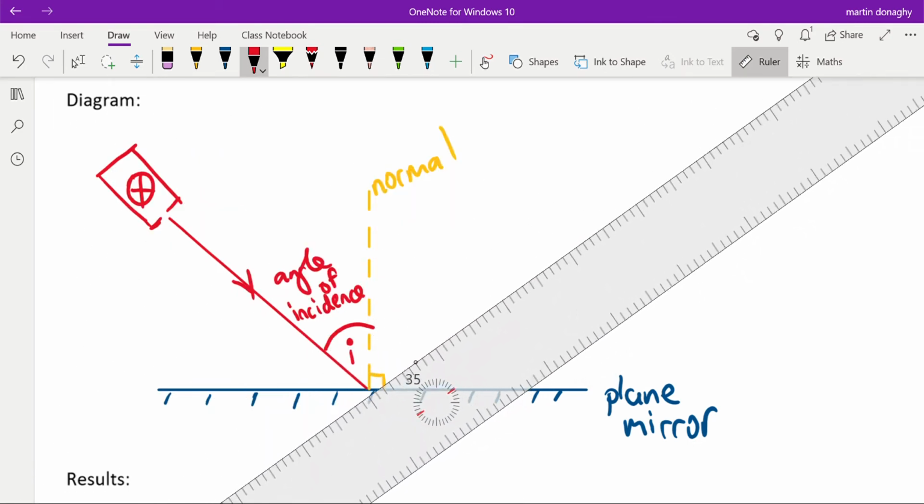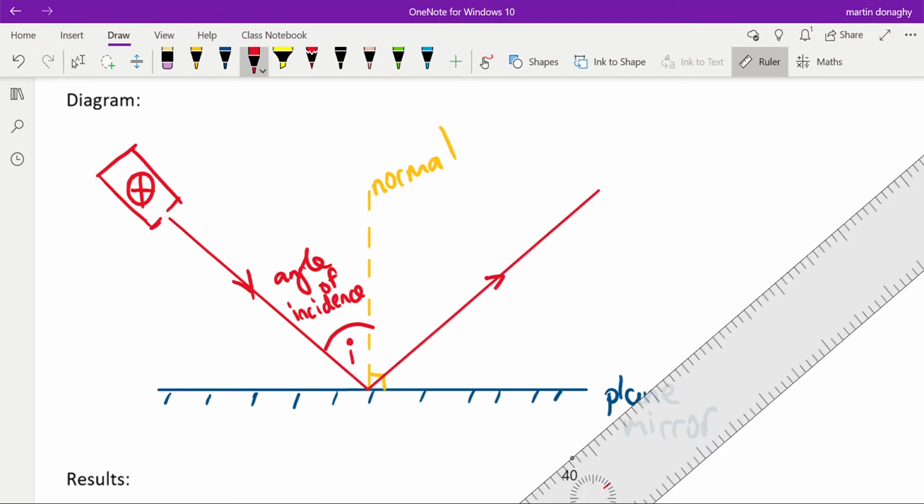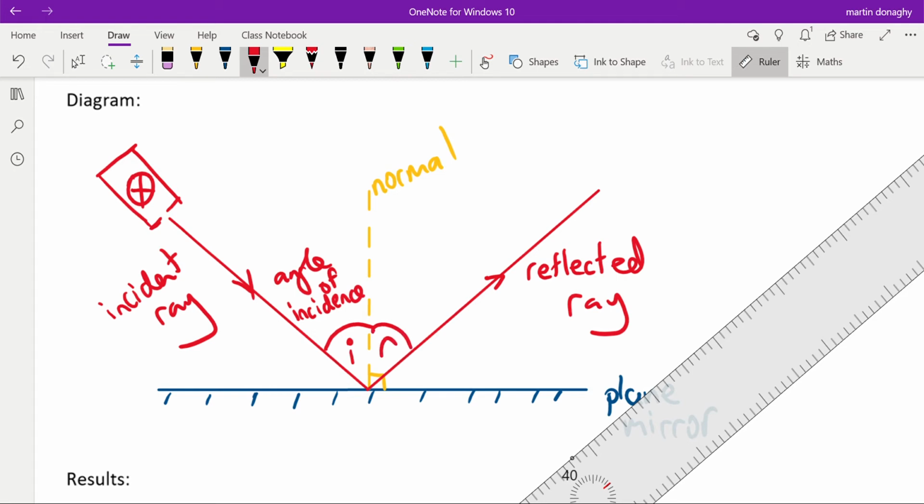So we will get a reflected ray like so. Okay, so this is our reflected ray. This ray here we call our incident ray, and we always draw arrows to show the direction that the light travels. And then we want to measure this angle in here. Likewise, from the normal to the reflected ray, and this is called the angle of reflection. Okay, so draw this diagram in the notes.